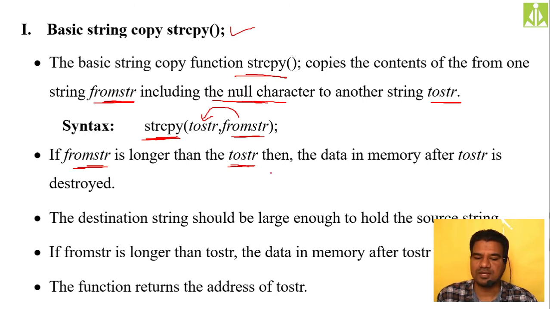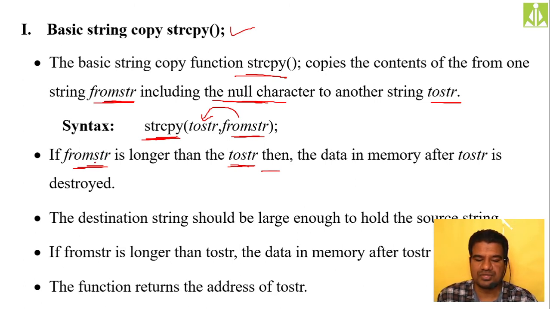So the data after the to string will be destroyed. The destination string, whatever destination string we are taking, should be large enough to store the data from the from string. Remember this one: the destination string should be large enough to hold the source string.